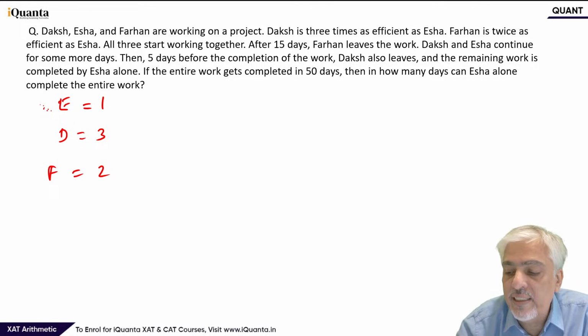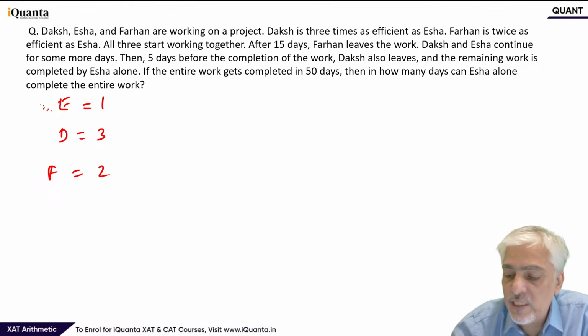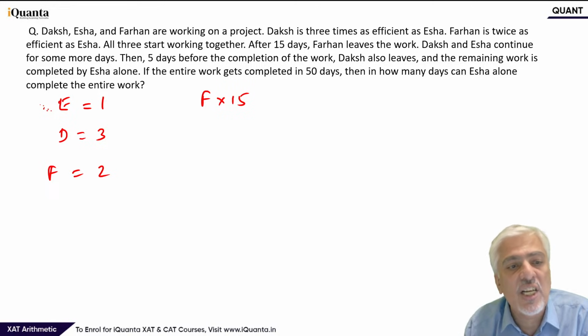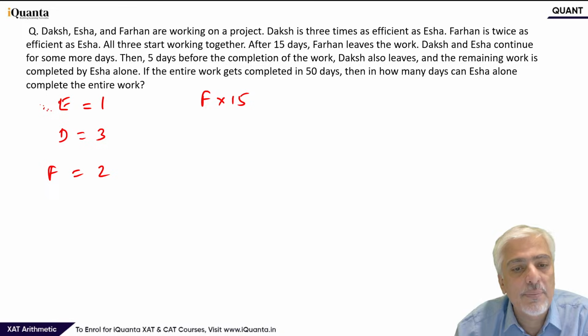E can do 1 unit, Daksh can do 3 units, and Farhan can do 2 units. All three start working. After 15 days, Farhan leaves the work. So Farhan is working for 15 days. Daksh and Isha continue the work for some more days. Then 5 days before completion of the work, Daksh also leaves. And the remaining work is completed by Isha alone. And the entire work gets completed in 50 days.